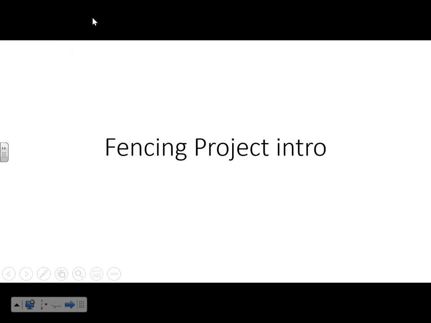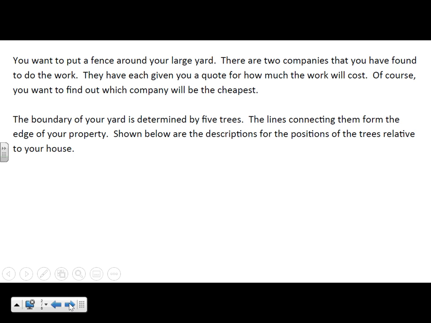So this is just a quick introduction to this fencing project that you guys have right now. First off, this is what the beginning part says. It says you want to put a fence around your large yard. There are 2 companies that you have found to do the work. They've each given you a quote on how much the work will cost. Of course, you want to find the cheapest company, so that's the whole idea.